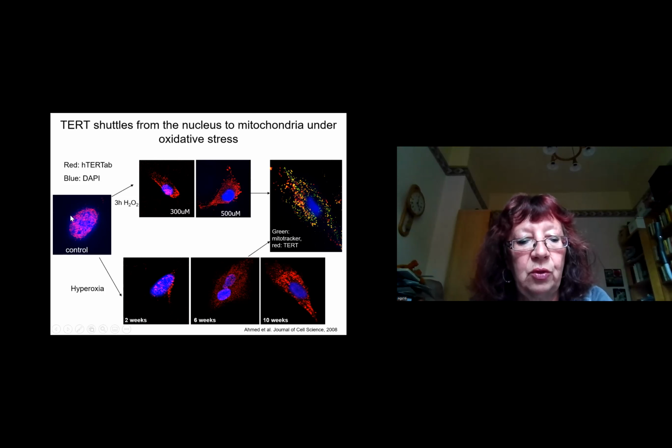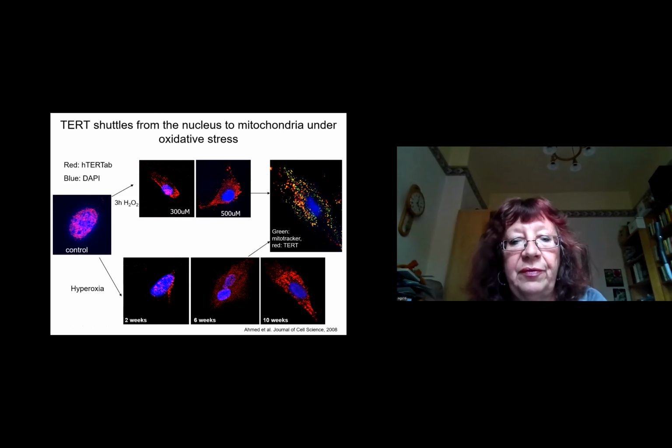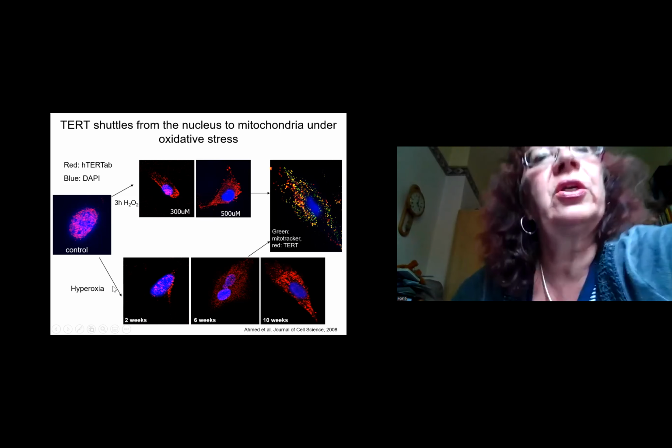So in order to perform its canonical function, because all the chromosomes and the telomeres are naturally in the nucleus, the protein to maintain telomeres has to be in the nucleus. However, if you now apply a stress, like for example, an acute stress, H2O2, or a more physiological stress, when we have hyperoxia in the incubator where we grow the cells, and instead of the ambient 21% oxygen, you have now 40%.